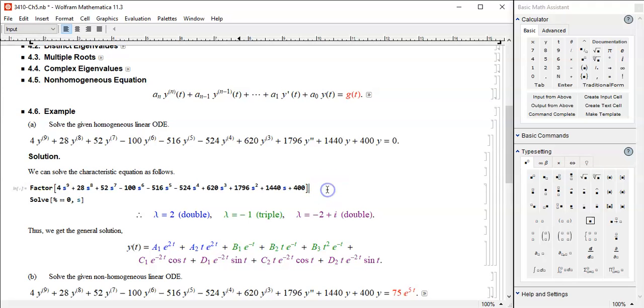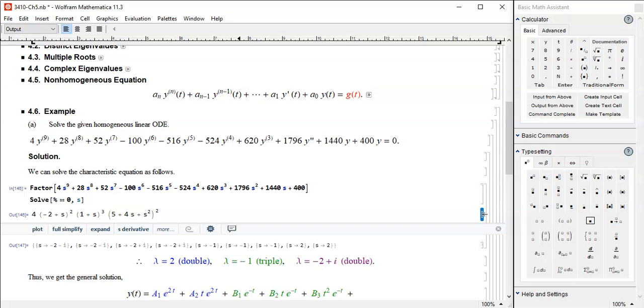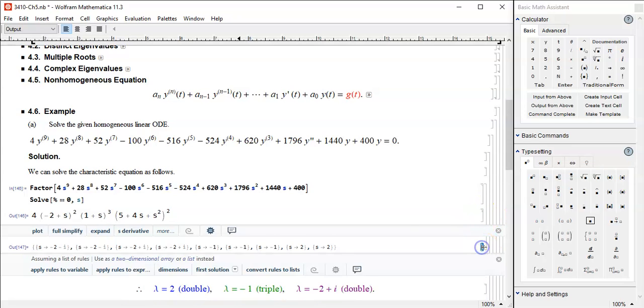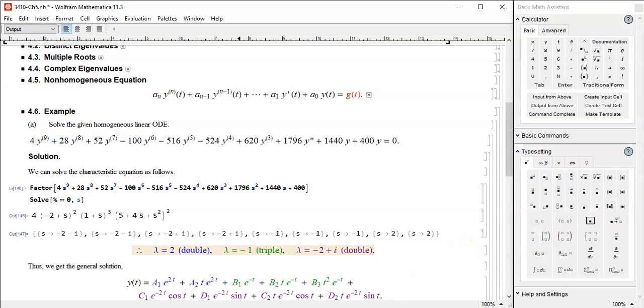And if I factor it, I'm going to get this kind of beautiful factorization. Let me expand the font. So s minus 2, and then s plus 1, and s squared plus 4s plus 5. Multiplicity 2, multiplicity 3, and then multiplicity 2. And by the way, if you set them equal to 0 and get eigenvalues, here they are. So the conclusion is, we have lambda equals 2, double root, and lambda equals -1, triple root.